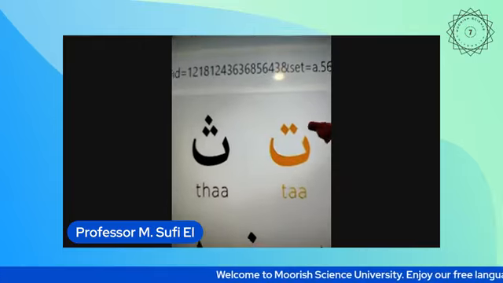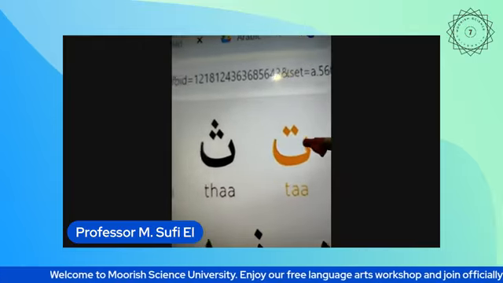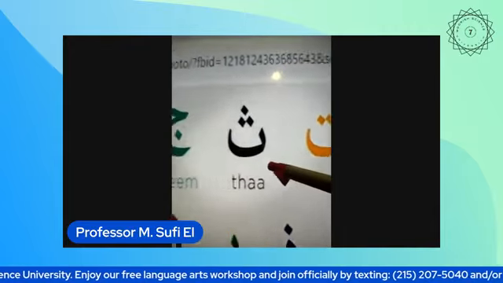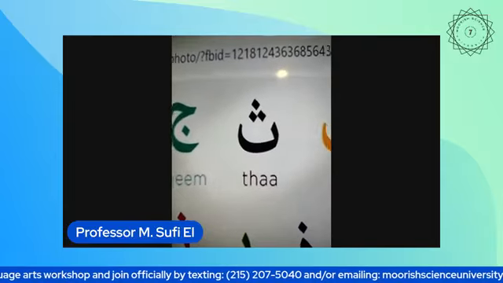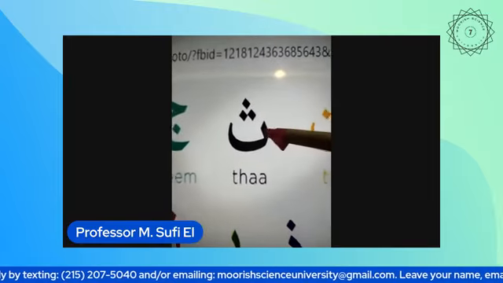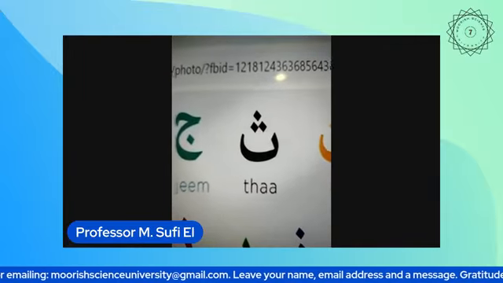Ta has two dots above the letter, and tha, even though it looks just like ba and ta, they're all shaped the same. Tha is the th equivalent. So in English it would be a th, like this or that. And it has three dots.